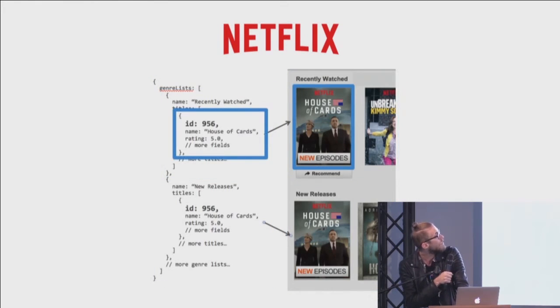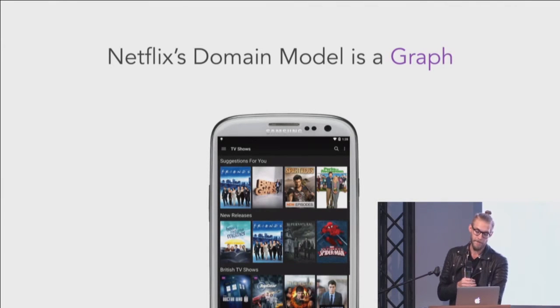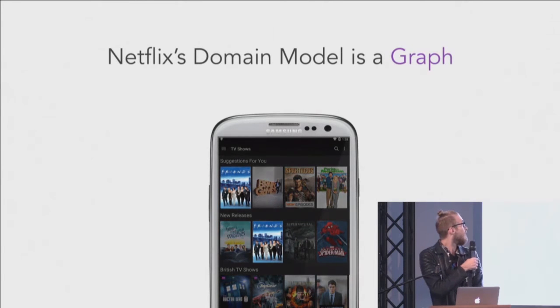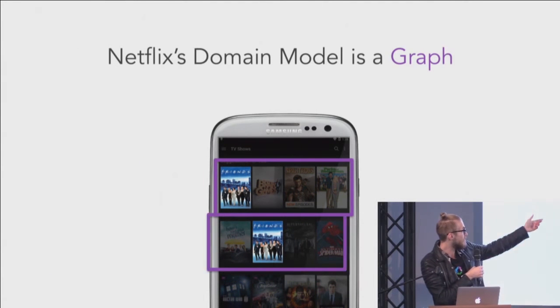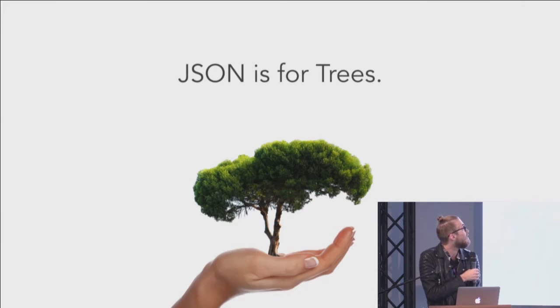But as you notice right here, we see House of Cards, and it's actually in two different lists. We've got House of Cards in recently watched, but also House of Cards in new releases. So we've got some amount of duplication there. But what that really means is Netflix's domain model isn't a tree, it's a graph. So here you see the same title, Friends, in two different lists. And on the server side, really, it's a graph. But when we send it down to the client, it's just JSON. JSON is a tree. How do we communicate to the client that it's actually the same resource?